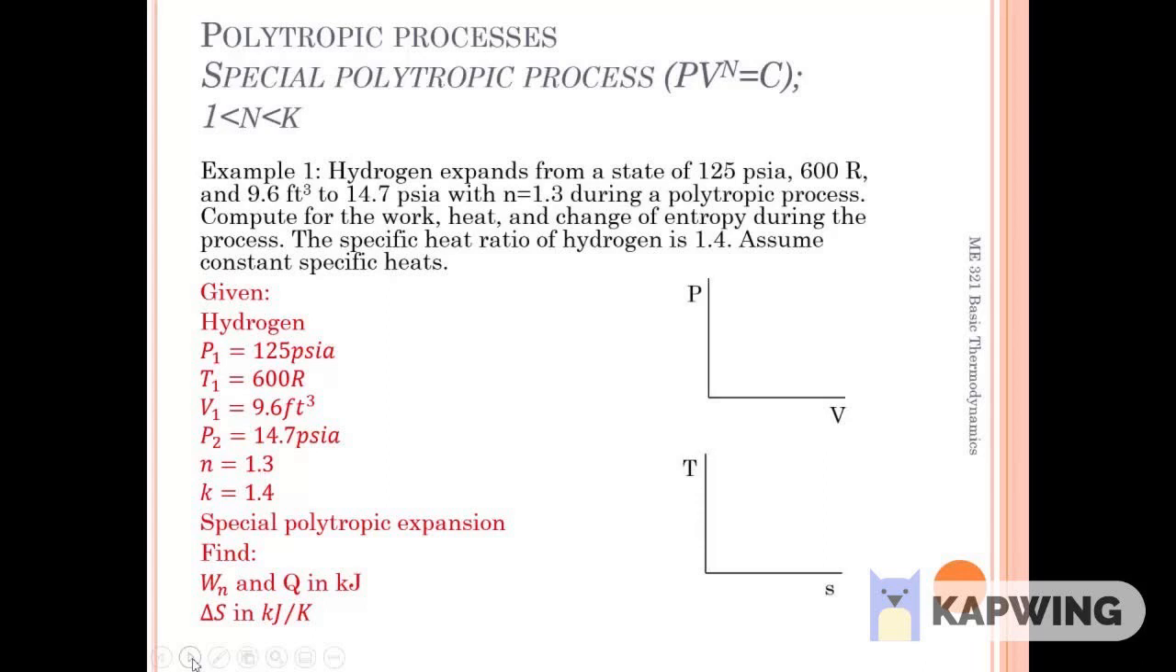Now let's sketch the PV and TS diagrams for this process. Since we have an expansion process, we can already be sure that the sketch of the PV curve will start from the upper left at point 1 and end at the bottom right at point 2. This will also be the shape and direction of the curve at the TS diagram.